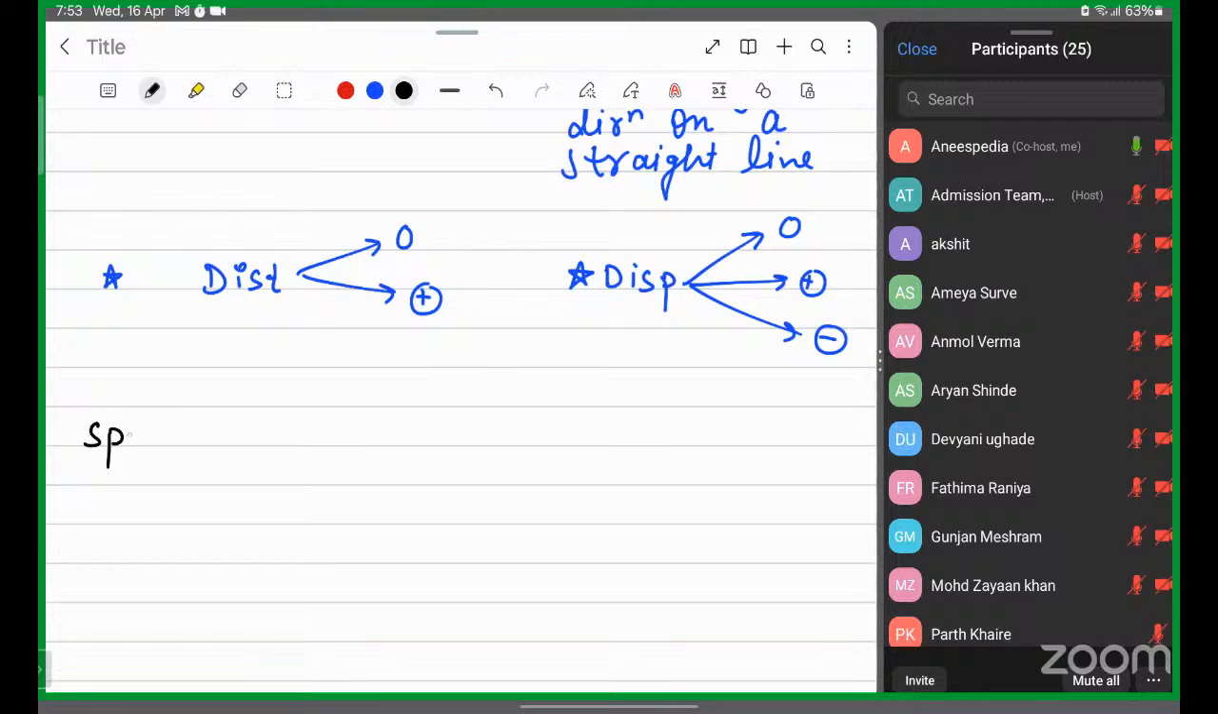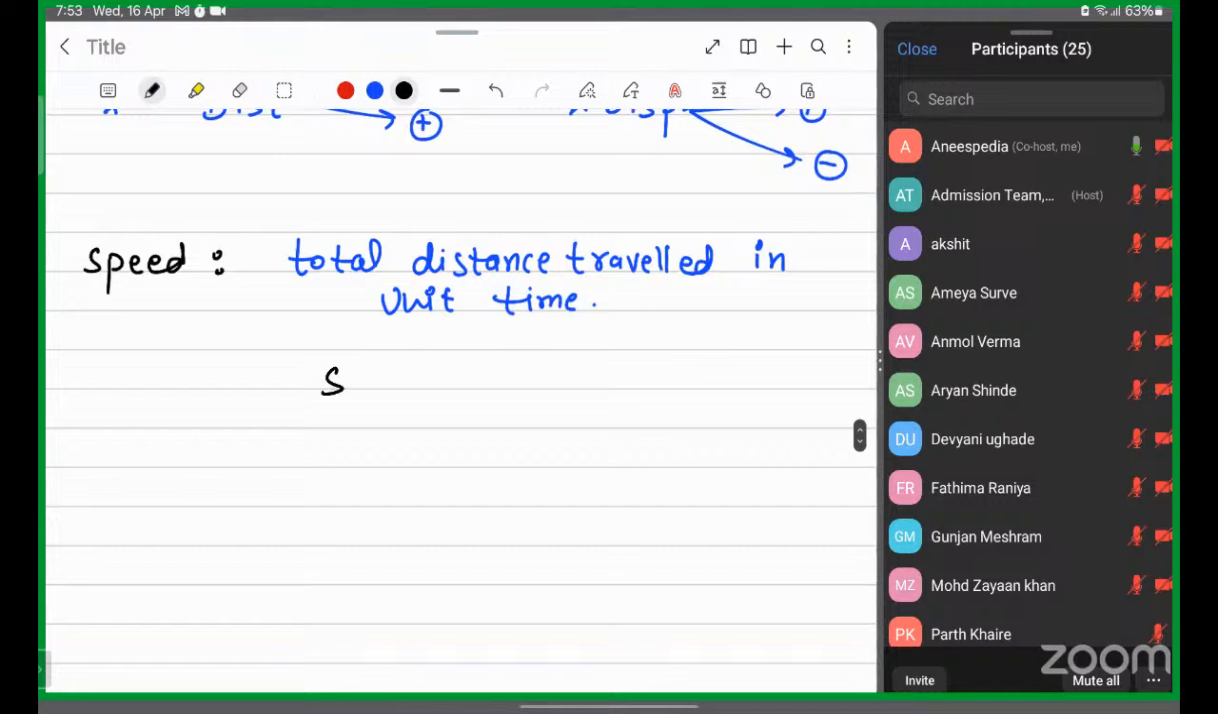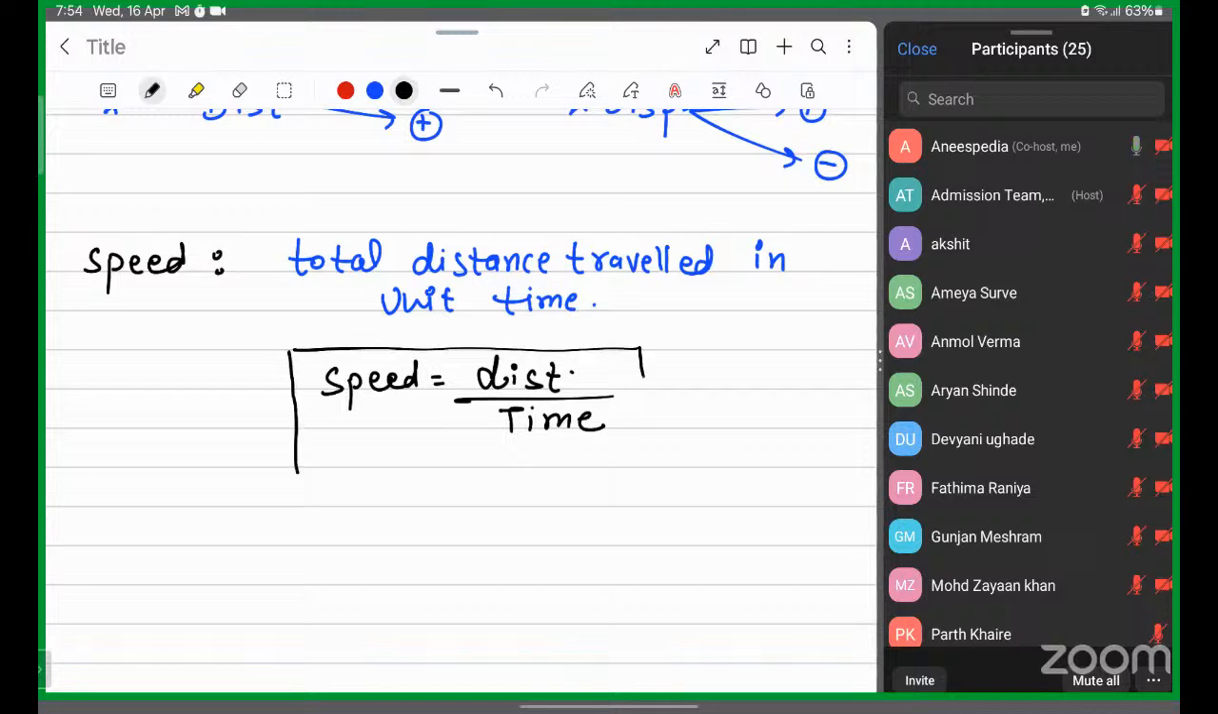Now next point, we can define speed. What is speed? Speed is given by total distance traveled in 1 second or 1 unit time. Total distance traveled in 1 unit time, or total distance traveled in unit time. In that case, speed can be given as distance divided by time. This is speed.